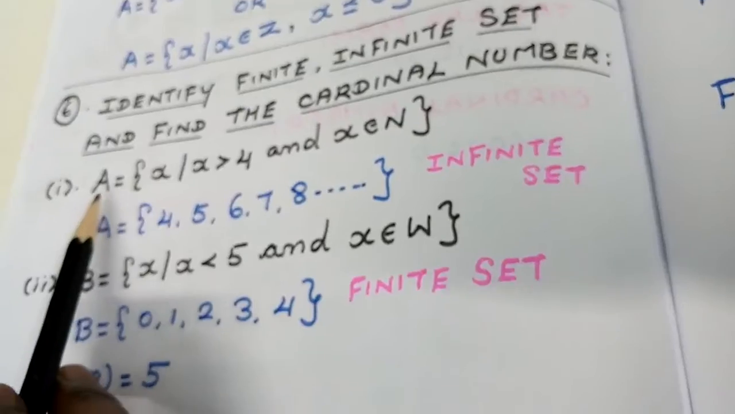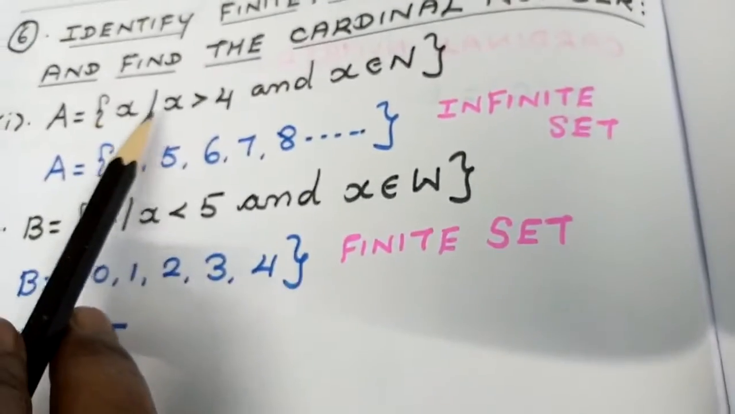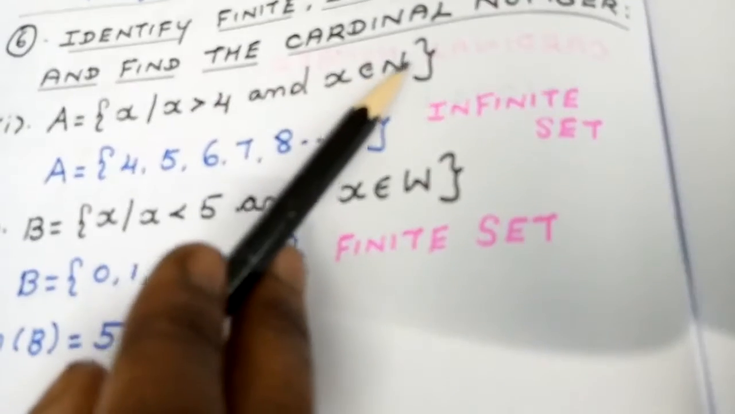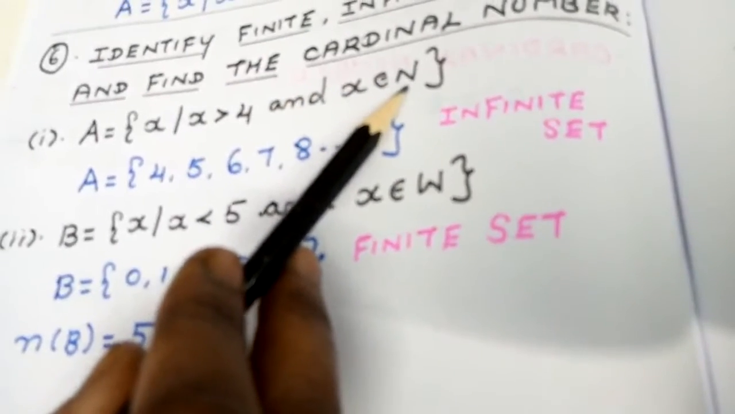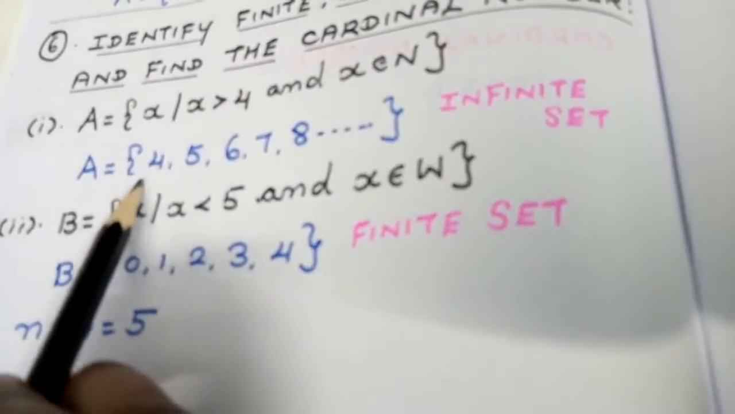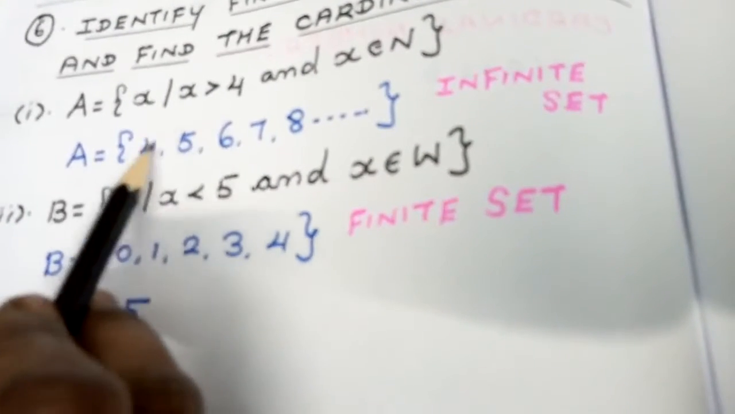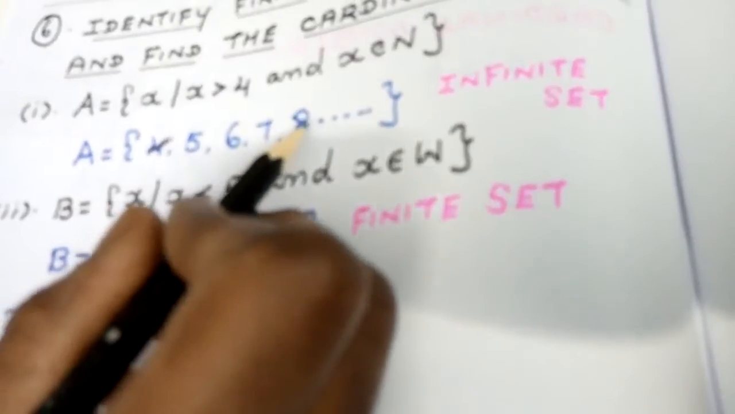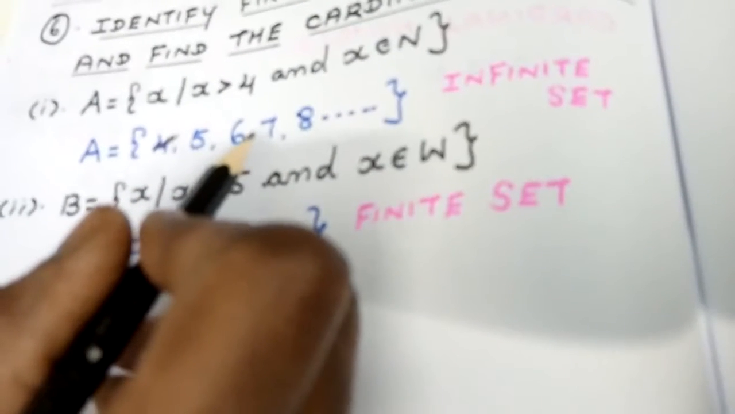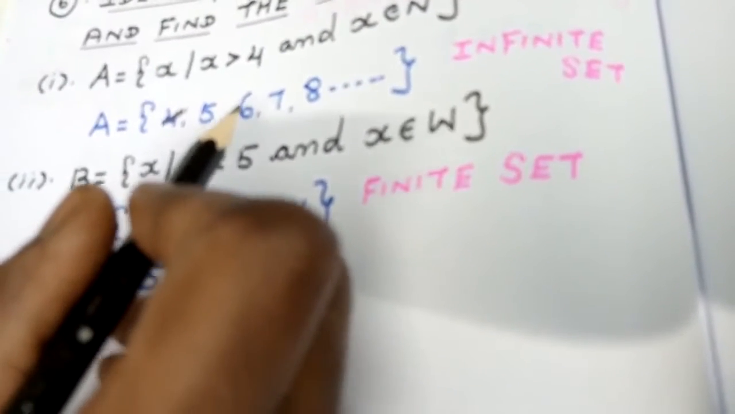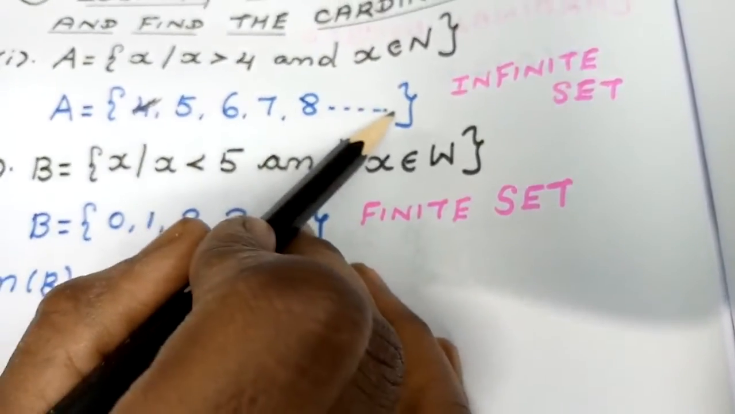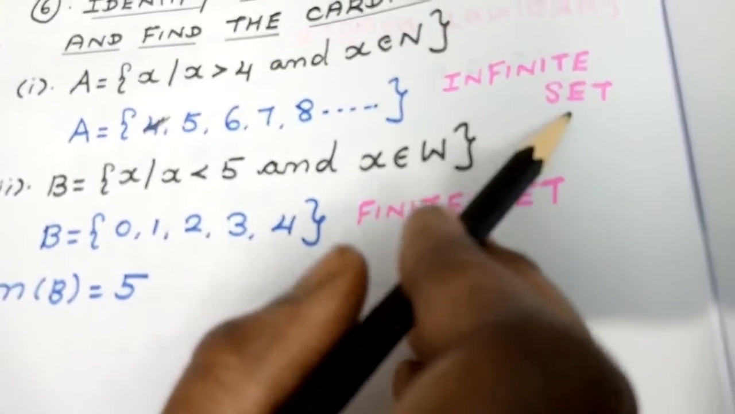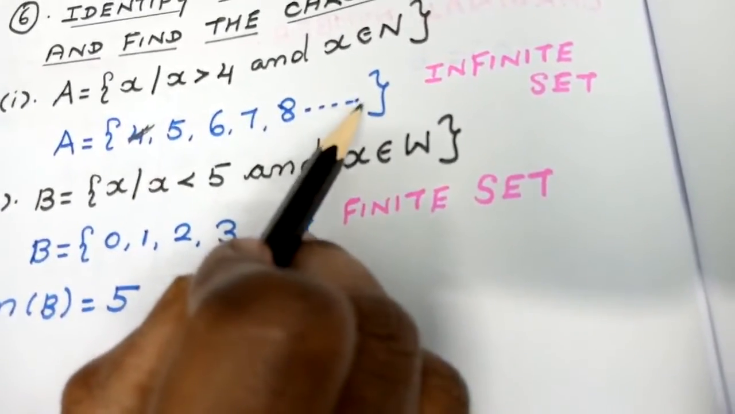If you see the first question here, A, they have given you x greater than 4 and x belongs to N. N means natural numbers, which start from 1. Greater than 4 means we leave out 4 and start from 5, 6, 7, 8, 9, 10, etc. You can't count the natural numbers; it goes on, they didn't give you the end. Since we do not have an end here, it is called an infinite set. There is no end. Keep that in your mind.